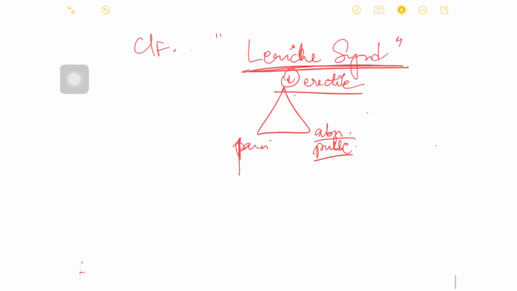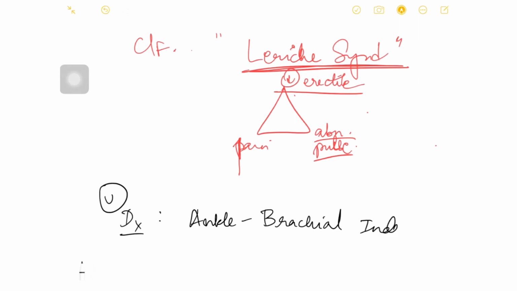What is the diagnostic test that we use for PAD? Ankle brachial index. Do you know the normal values of ankle brachial index? 0.9 to 1.3. If it is less than 0.9, it's abnormal. If it is more than 1.3, it means it is calcified and very, very stiff.